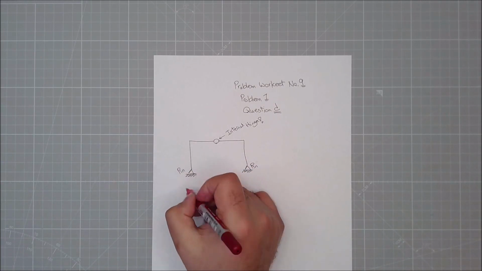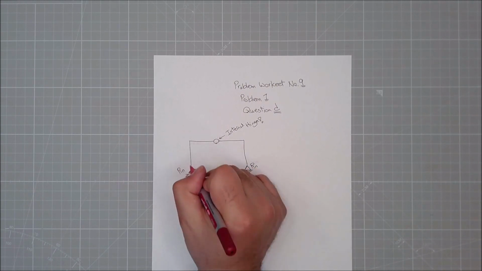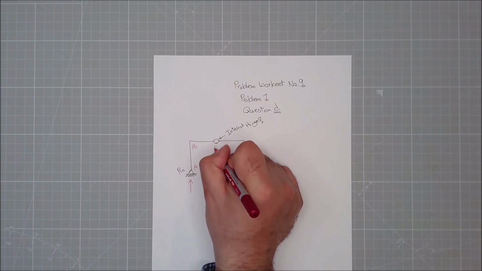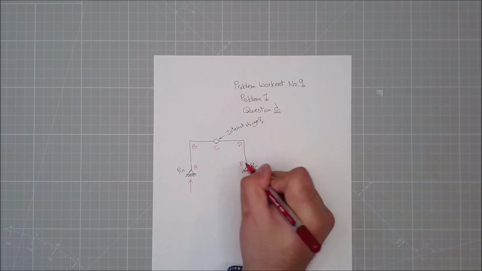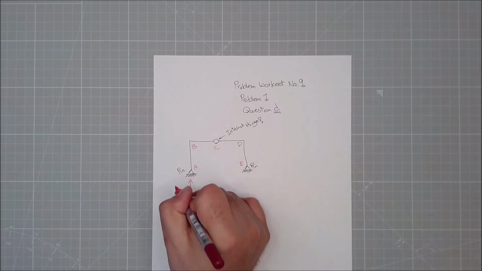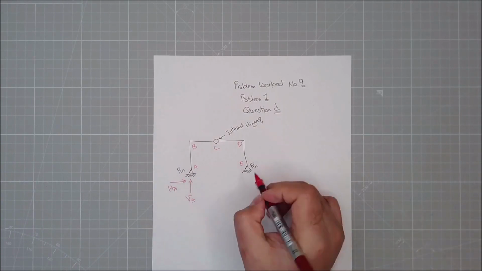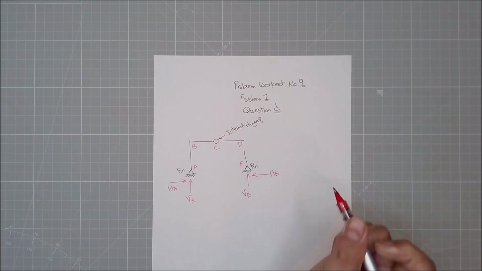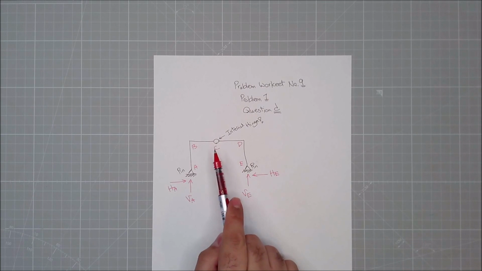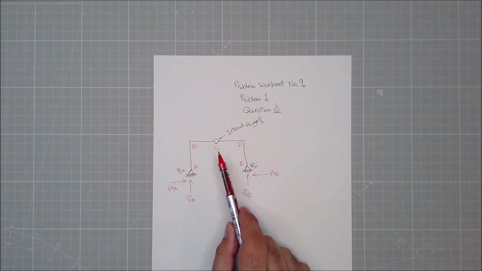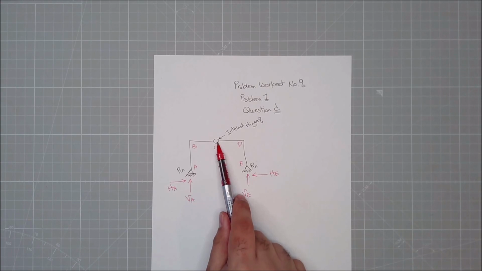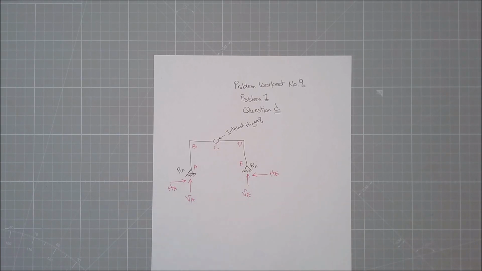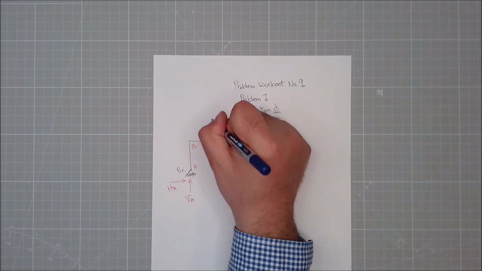So my pins over here, if I call these A, B, C, D, and E, these guys will have a vertical reaction and a horizontal reaction. This guy will have a vertical reaction as well as a horizontal reaction. But my hinge, which is in the middle, won't have any of these reactions. The only point is it allows moment to become 0 here, like a door hinge.